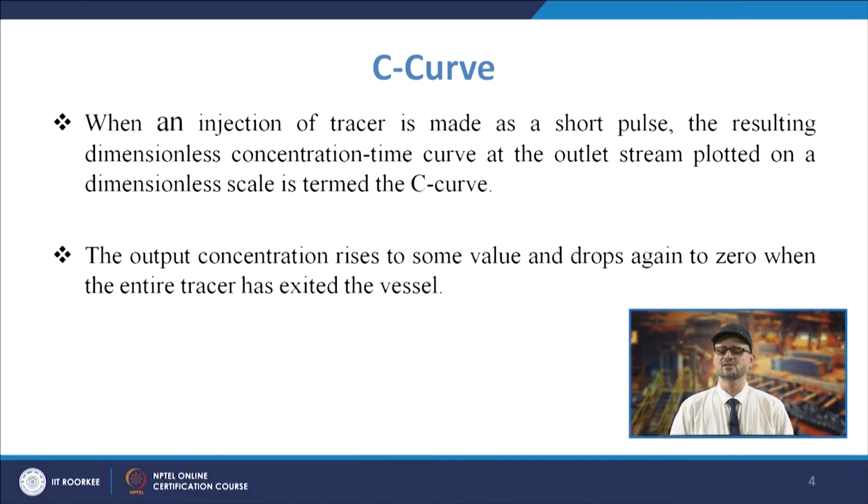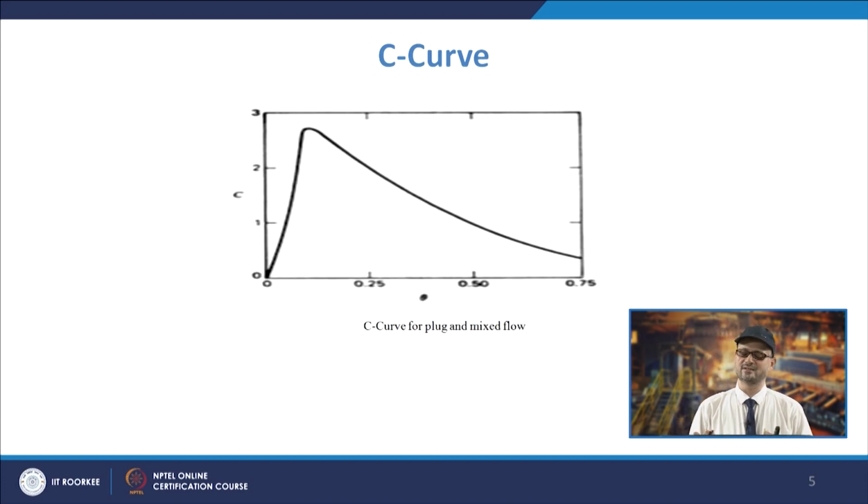We have already studied that in the C curve your injection of tracer is made as a short pulse, and that results in a dimensionless concentration and time curve at the outlet stream. The curve which you plot for the dimensionless concentration and the dimensionless time is the C curve, and it will rise to some value and then drop again to 0 when the entire tracer has exited the vessel. We already discussed it.